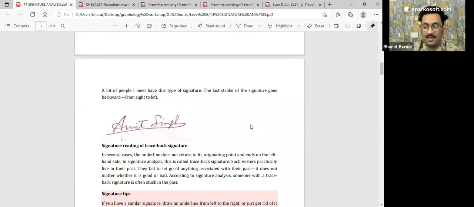So this is called a trace back signature. These people generally live in their past. They are not optimistic. They fail to let go of anything associated with their past. They are highly irritating and highly sensitive. Even a minor thing can irritate these people. So these people are not good for teamwork. I repeat, these people are not fit for teamwork.